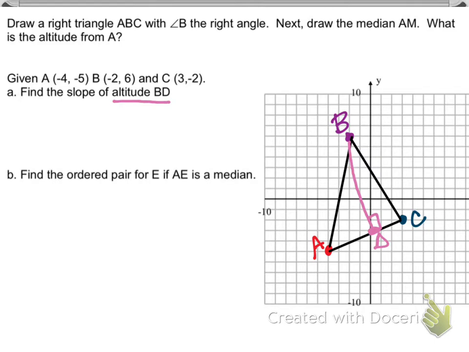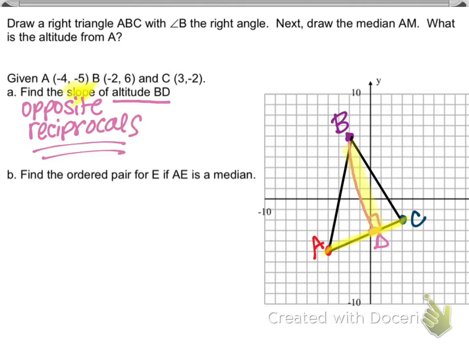Okay, and to be able to work this, what you have to understand is that these two lines are perpendicular to each other. So when this is asking for the slope, what we need to do is get the slope of AC, because I do know those points exactly, and then I'm going to take the opposite reciprocal of it, because the slopes of perpendicular lines are opposite reciprocals.